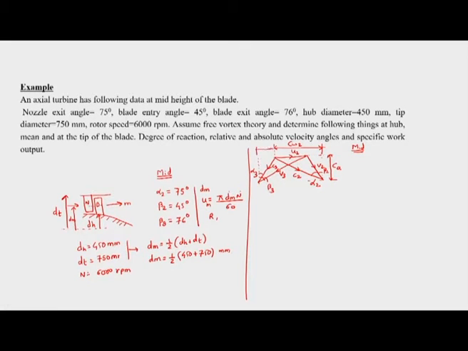So this will be Cw3. This is the velocity triangle that we had seen. Now we have to find out everything at mid blade height. At mid blade height we are given alpha 2, beta 2 and beta 3. We have just found out what u is, so we just have to find out what R is.